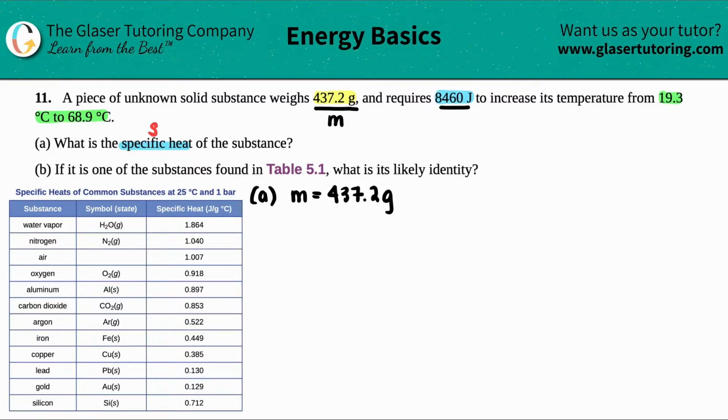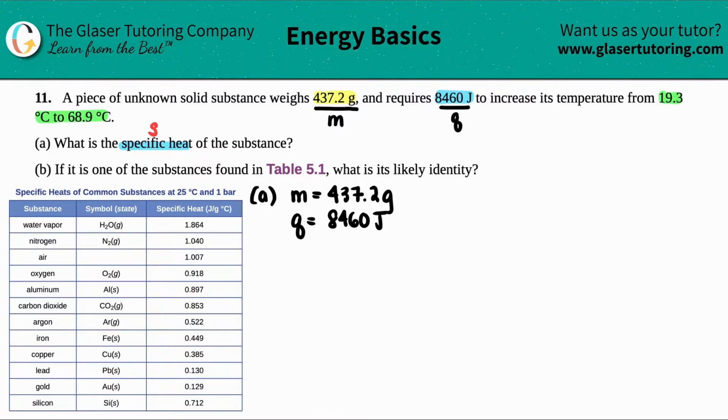Now, this substance requires 8,460 joules, right? That's an energy value. Joules is energy. And in this case, we're increasing the temperature, so we're adding heat, right? So heat energy is a Q value. So I also have a Q in here. I know that my Q is 8,460 joules.